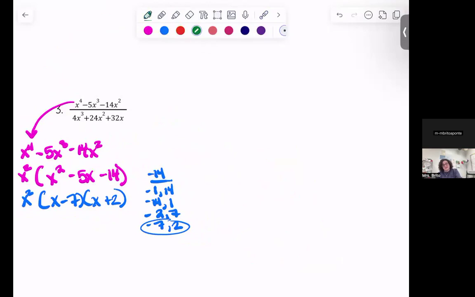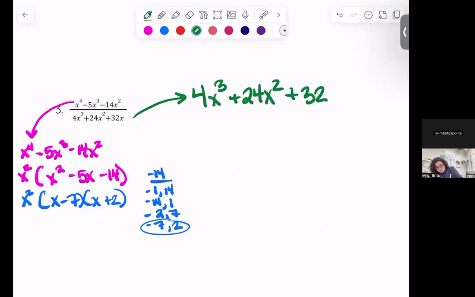Then I'm going to take a look at my numerator. Nope, that's the denominator. I'm going to take a look at my denominator: 4x to the 3rd plus 24x squared plus 32x. First, we always look for a GCF. What's the GCF? 4x. Yeah, if you said 4x, you're good. What's left over? X squared plus 6x plus 8.